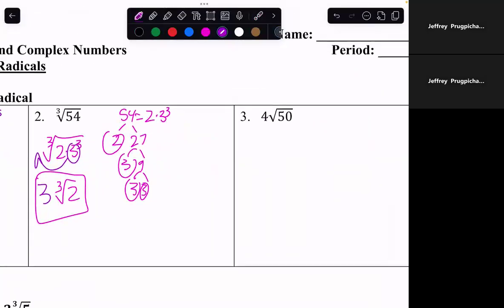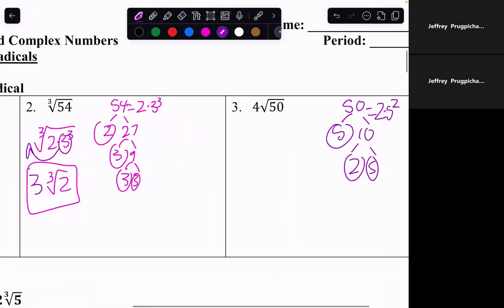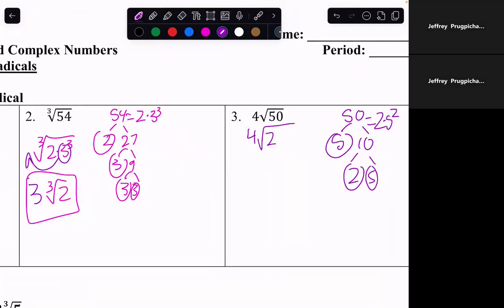Okay, and then lastly, 4 times the square root of 50. So 50 is equal to 2 times 5 squared. Okay, so the 5 moves out to join the 4 that's already there. So when things get taken out front, they multiply what's already there. So 4 times 5, the new coefficient is 20.